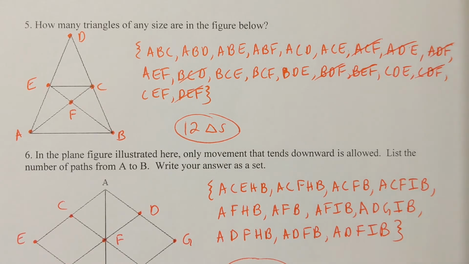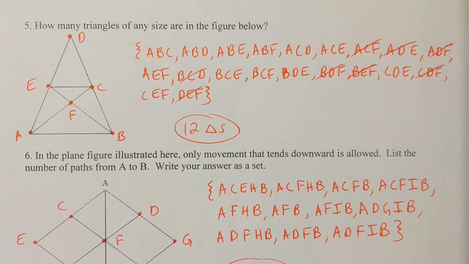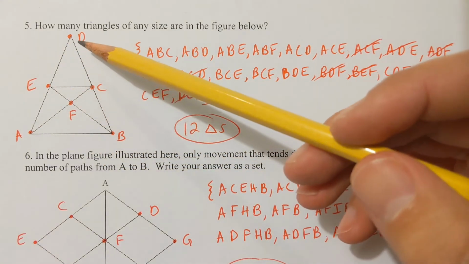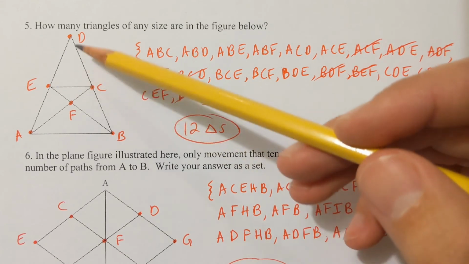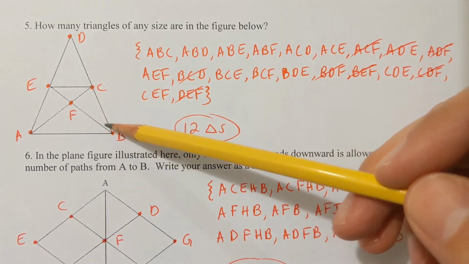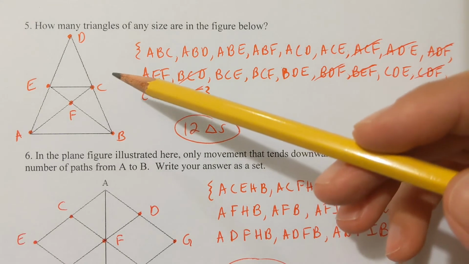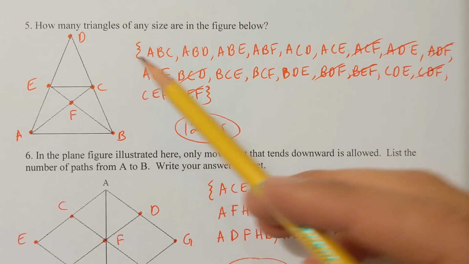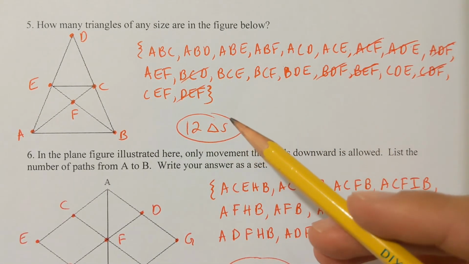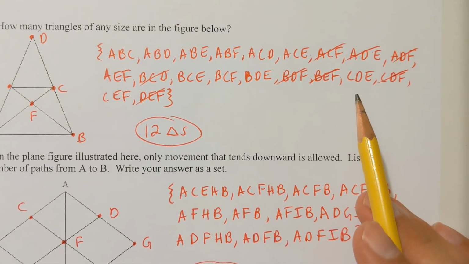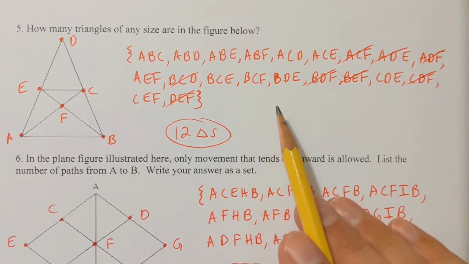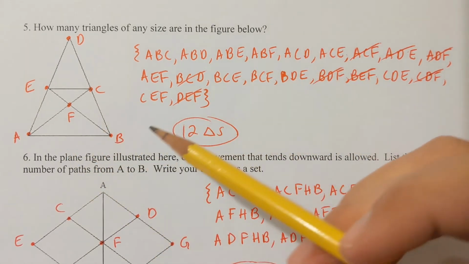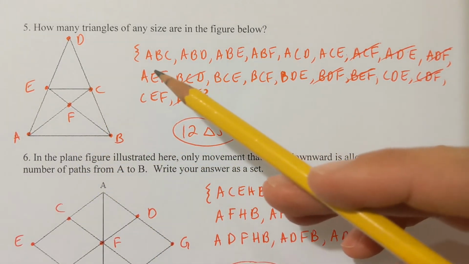Problem 5 says, how many triangles of any size are in the figure below? Okay, so I went ahead and marked, let's see here, it looks like 6 vertices. I'm going to make groups of 3, and then I'm going to go through the list and cross off any group that would not form a triangle, is the plan. Okay, so we start with all the groups of three where A is leading off.